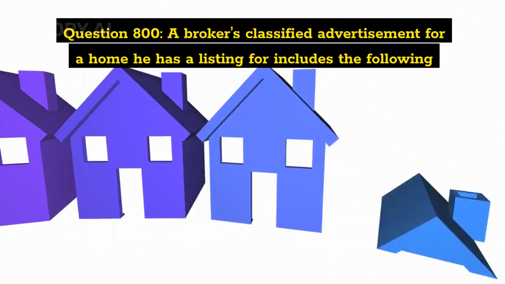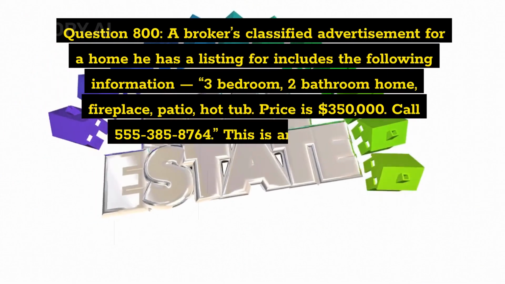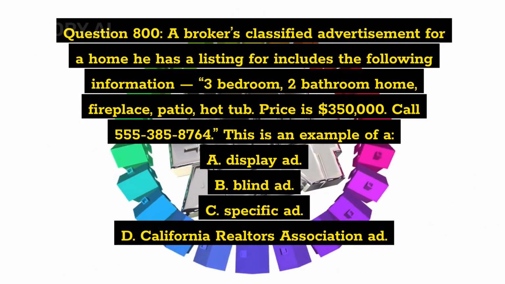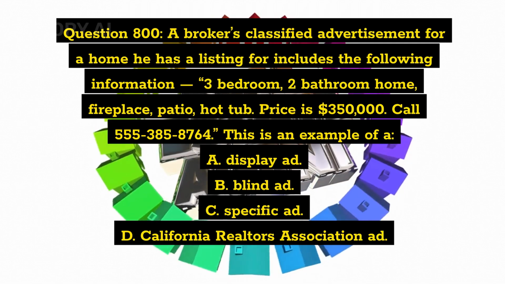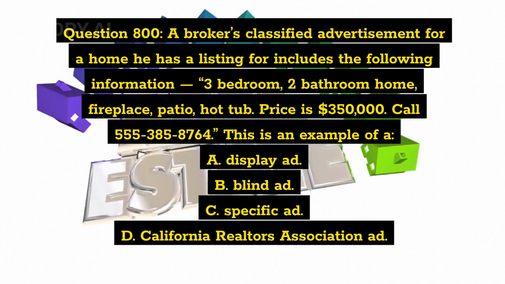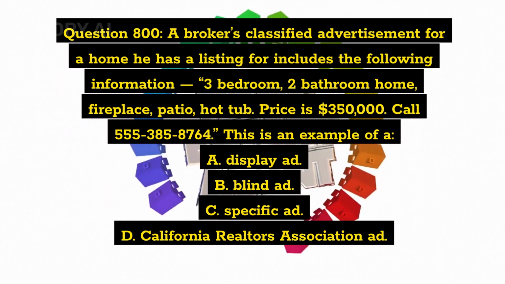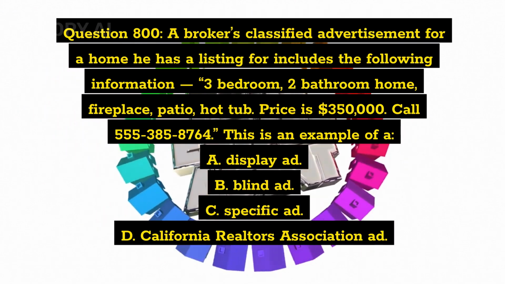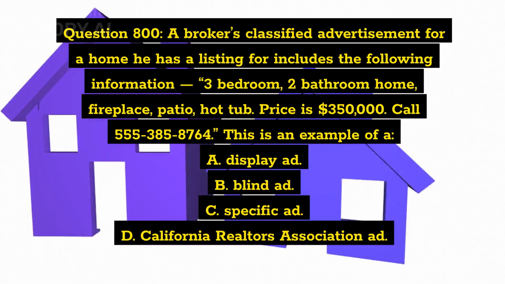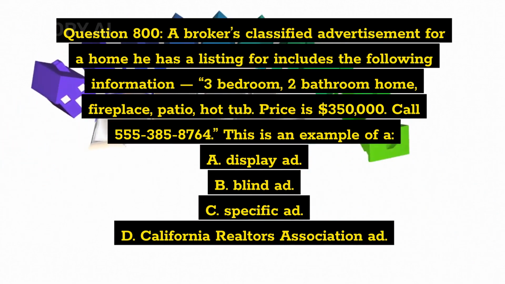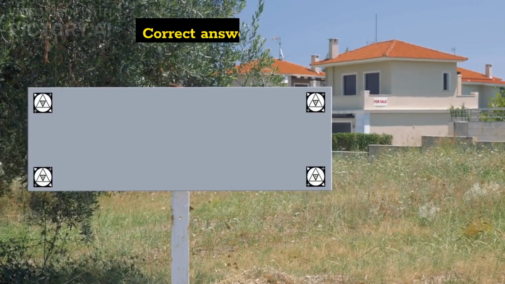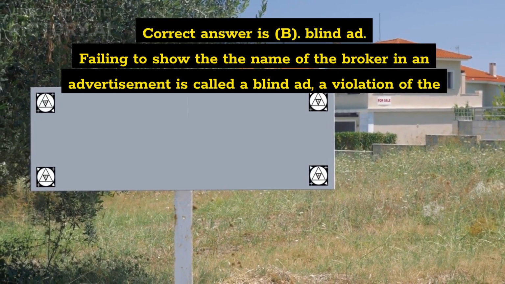Question 800. A broker's classified advertisement for a home he has a listing for includes the following information: 3-bedroom, 2-bathroom home, fireplace, patio, hot tub. Price is $350,000. Call 555-385-8764. This is an example of: A. Display ad, B. Blind ad, C. Specific ad, D. California Realtors Association ad. Correct answer is B. Blind ad.